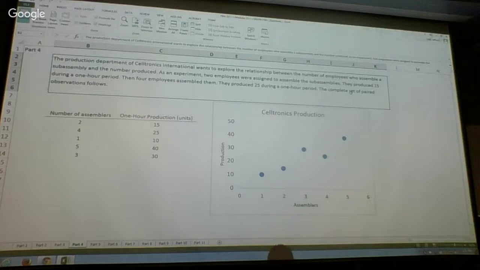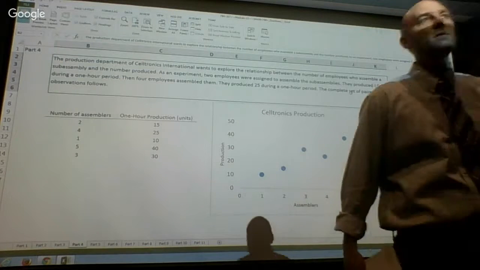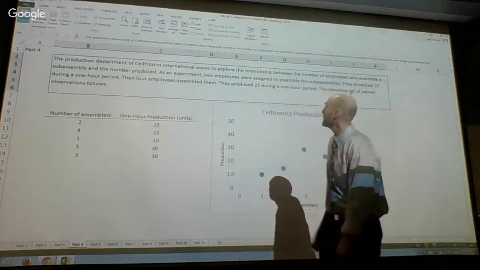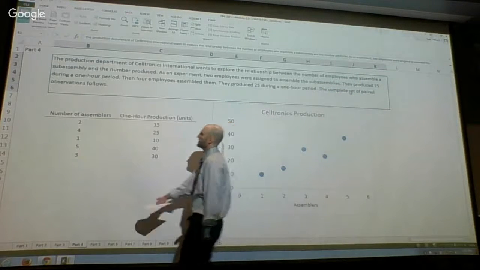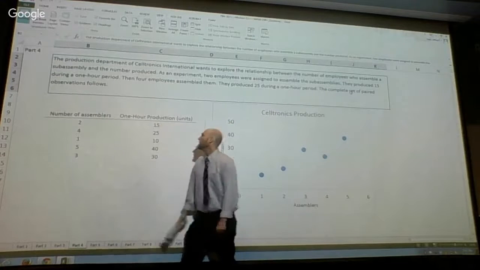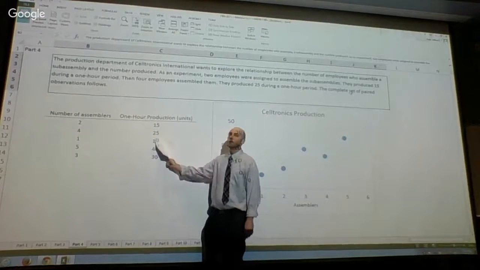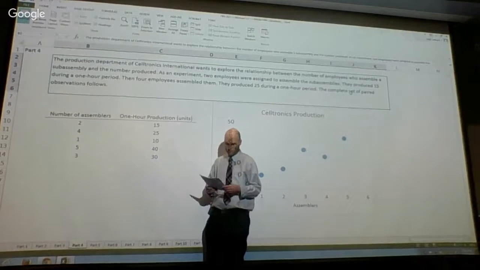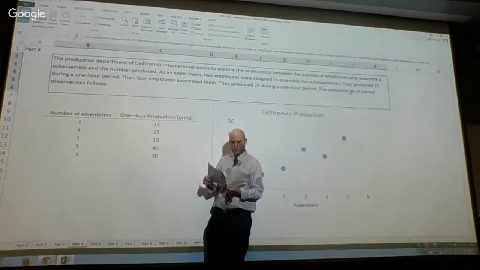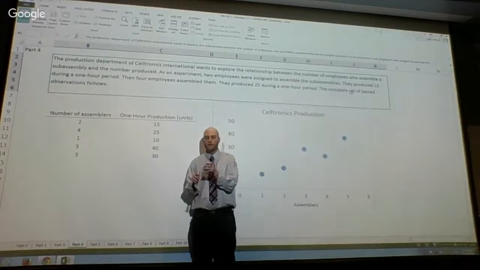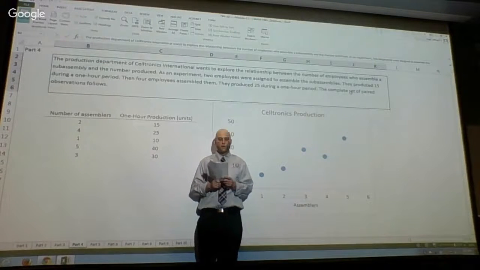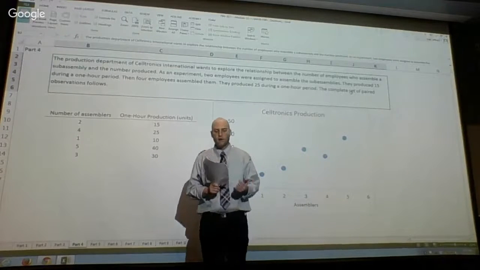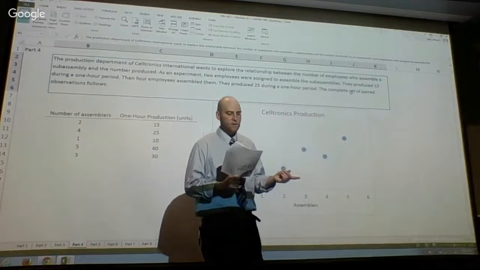That's correct. Assemblers are the independent, and the widgets, whatever they are, the subassemblies, is the dependent variable. Number of assemblers, that's X. The amount produced is Y. The independent variable is assemblers. That's why you said assemblers. Good. And the dependent variable is the production. So 36 is B, 37 is A.